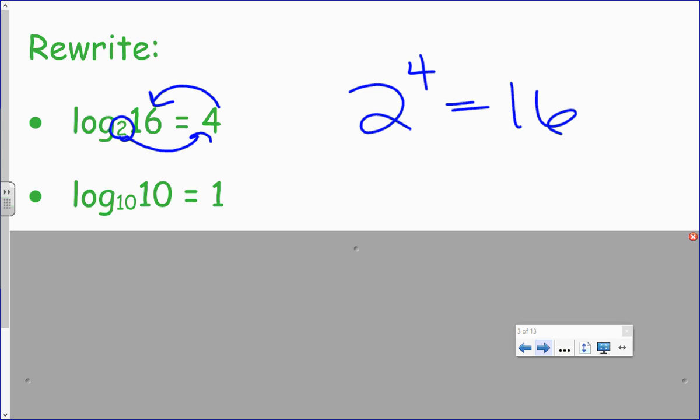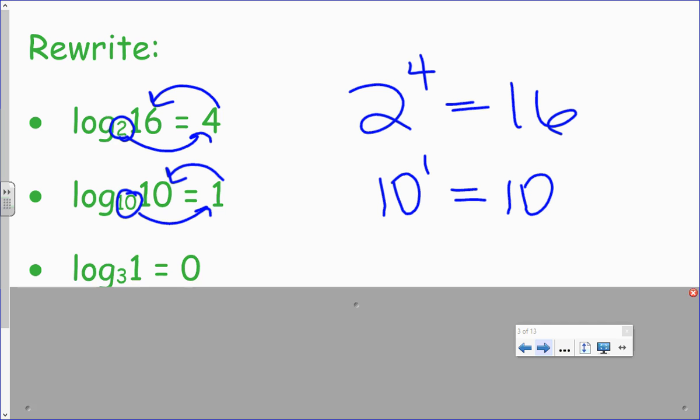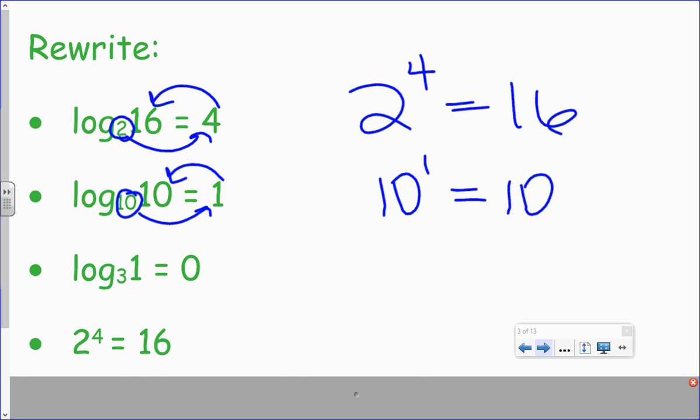Log base 10 of 10 equals 1. Here's our base. Exponent equals what's inside, 10. 10 to the first equals 10. Interesting. All right, we're going to skip the next logarithm. I think we're getting the picture here.